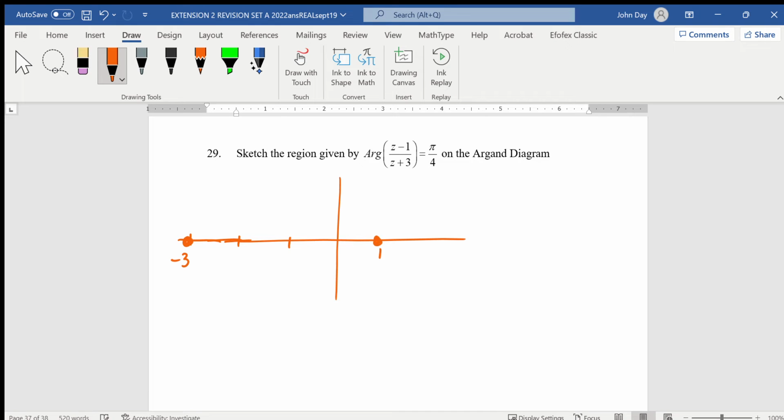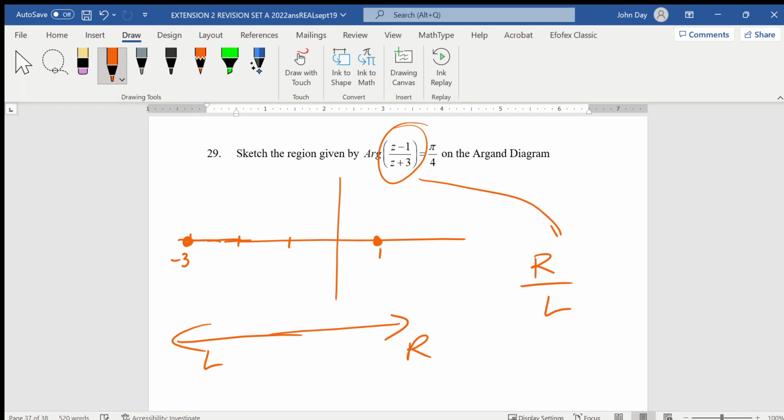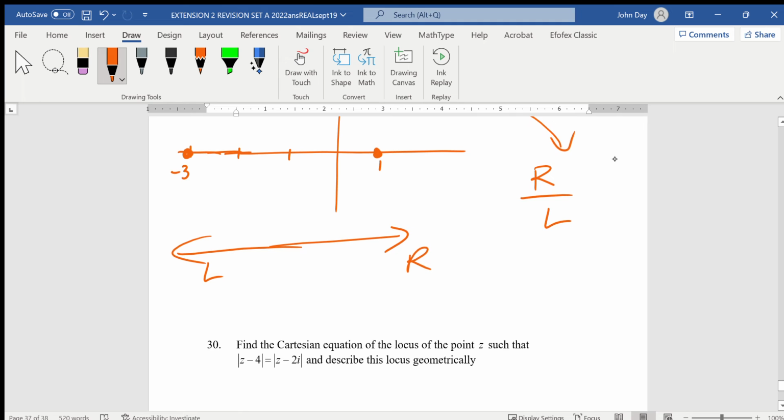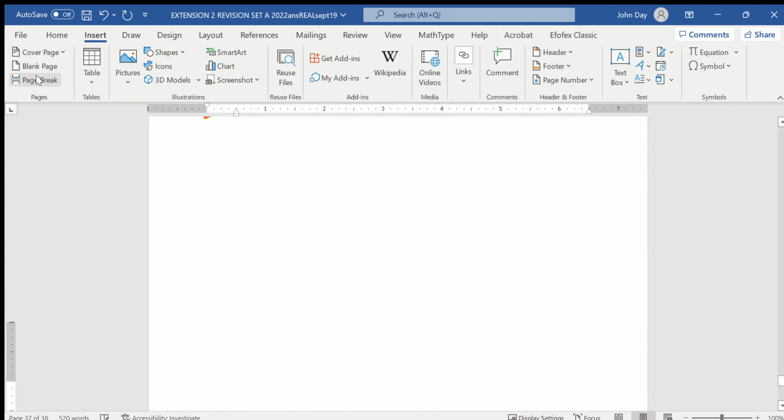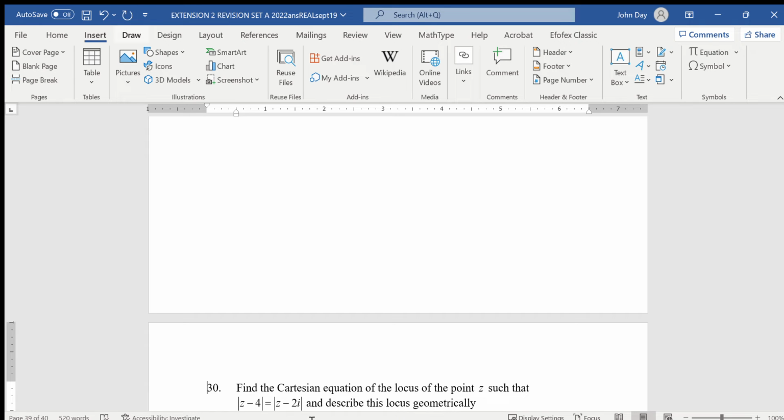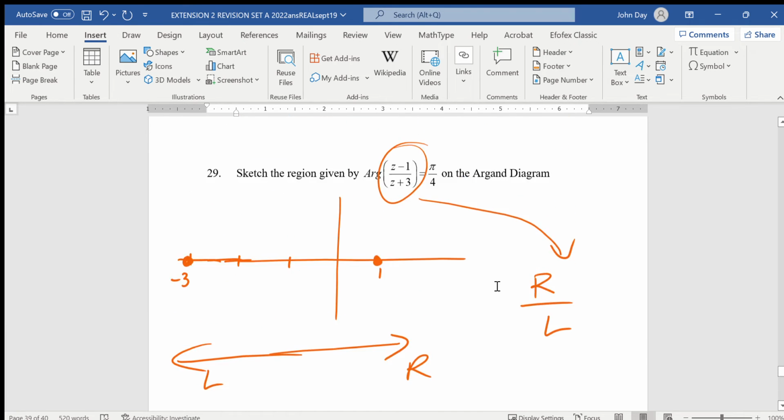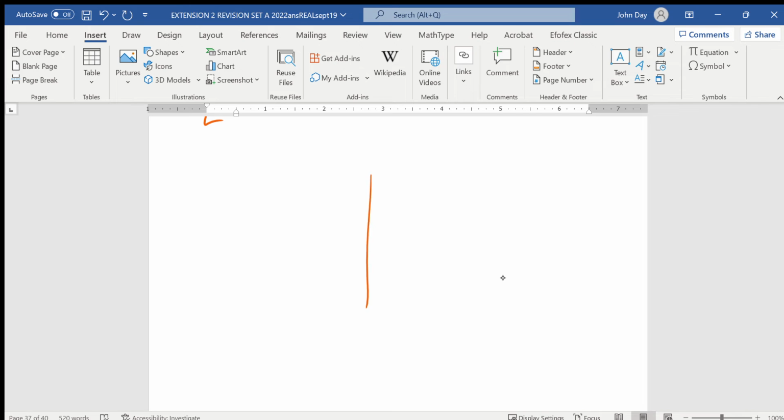If you have the right over the left, it's the top segment of the circle. So we're sketching the top segment of a circle. I'll just get a bit more room here. So we know that it's going to look something like, there's 1 there and there's your minus 3, and it's going to look something like that. It's the top part of the circle.